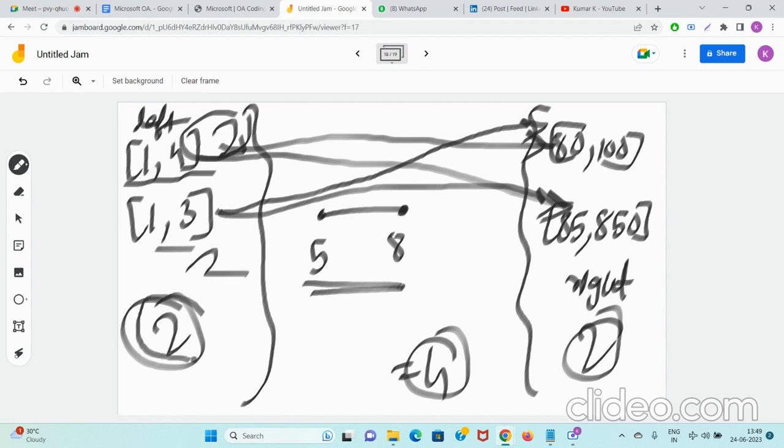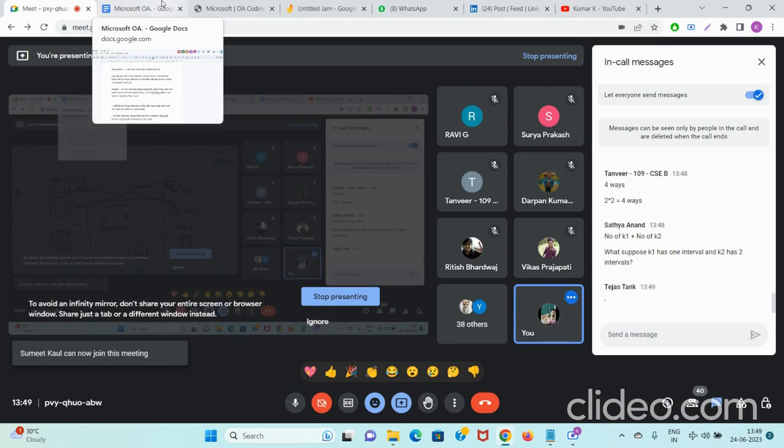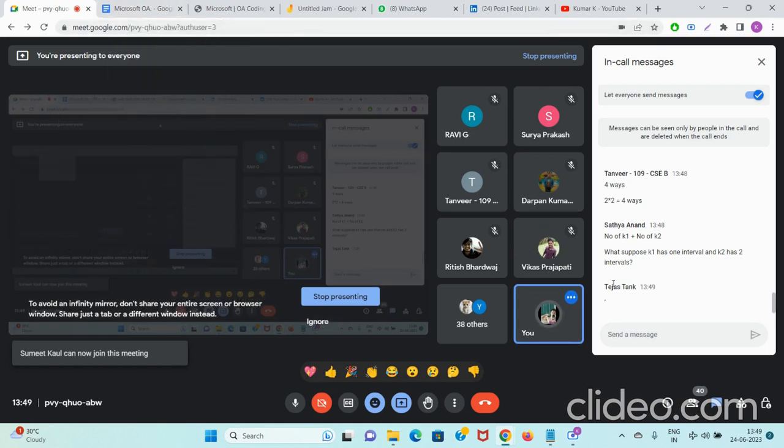That is why I am saying, the left ways and right ways multiply. That is the total number of triplets available for a particular interval I. So for a particular interval I, it is the number of K1 multiplied by the number of K2.